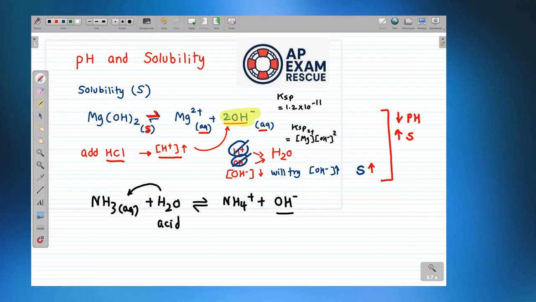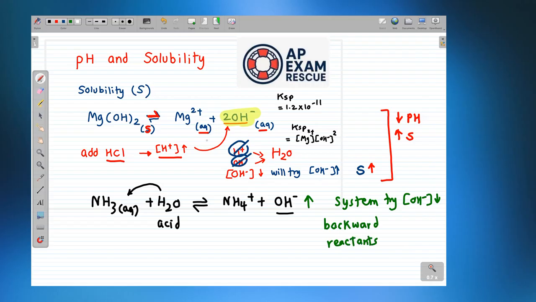عايز تقلل ال OH، فاروح الدايركشن اللي بتعمل ال OH ولا ما بتعملش OH. I'll go to the direction that does not make OH. I want to decrease it because it's increased. So the system tries to decrease. We go to the side that does not make OH, which is the backward side, the reactants side.